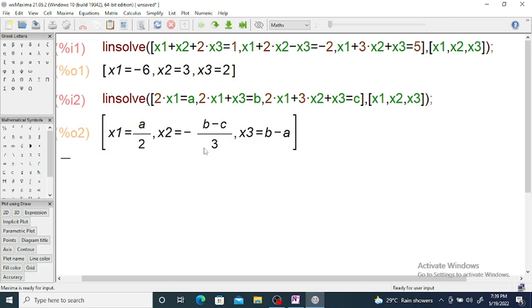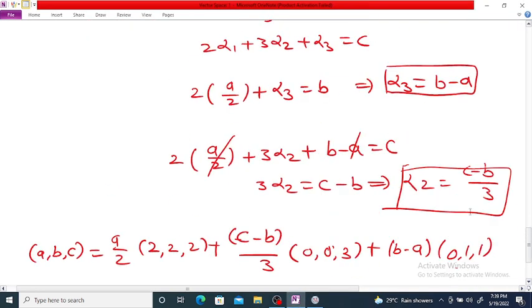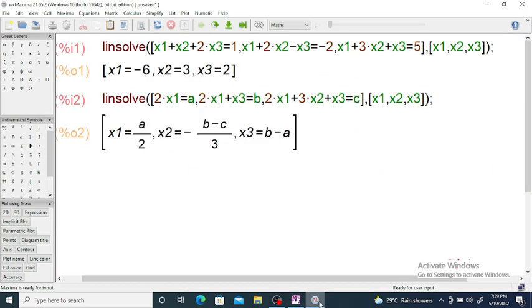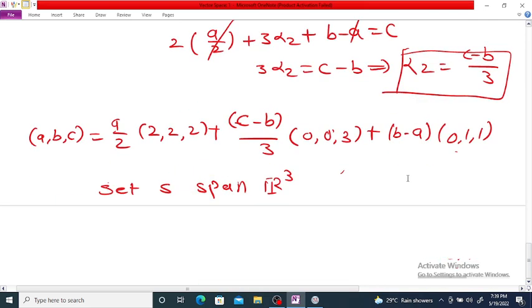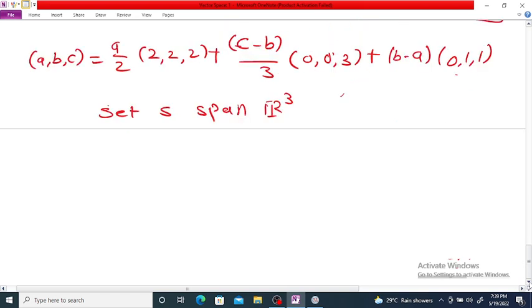And yes, we get x1 is a by 2. Is it a correct a by 2? Yes. And x2 is (b minus c) divided by 3. Ours is (c minus b) divided by 3, so it is the same as (b minus c) divided by 3. And x3 is b minus a. That is alpha 3, b minus a. So instead of alpha 1, alpha 2, alpha 3, we use x1, x2, x3, and we get a solution in terms of arbitrary constants a, b, c, and therefore given set S spans R cube.